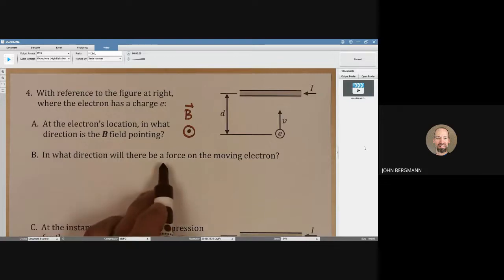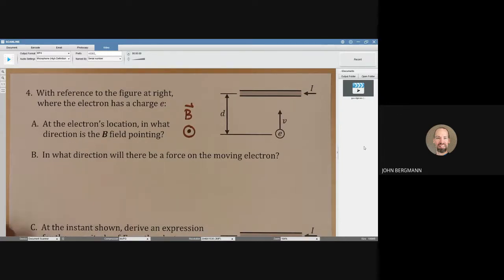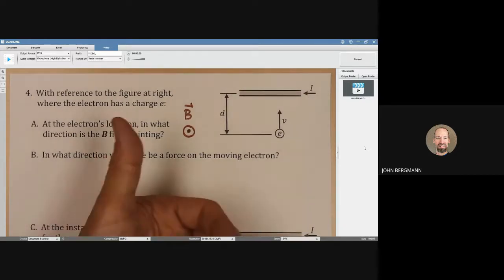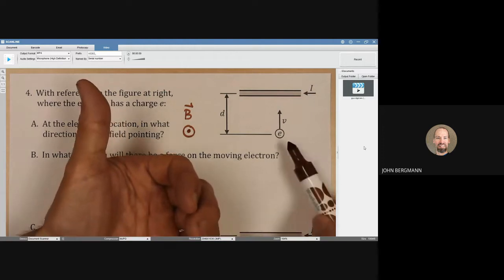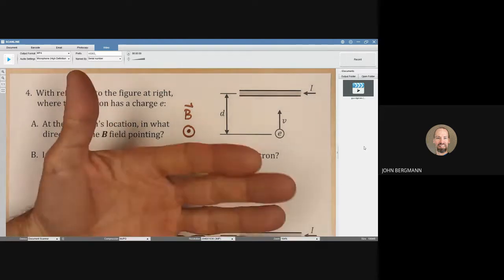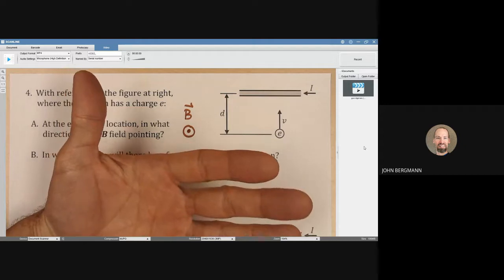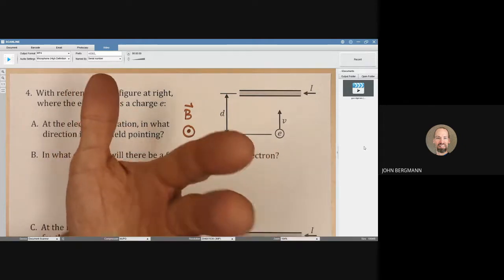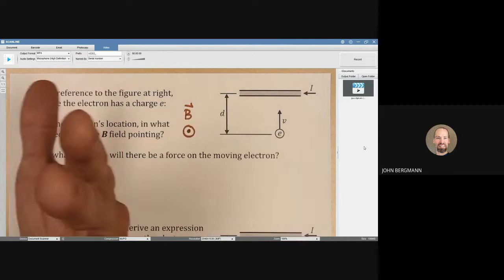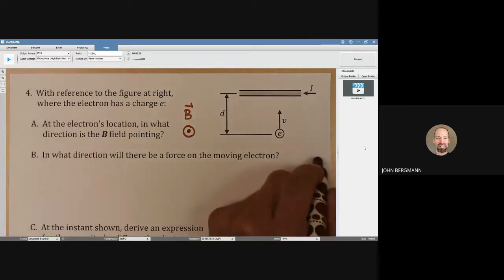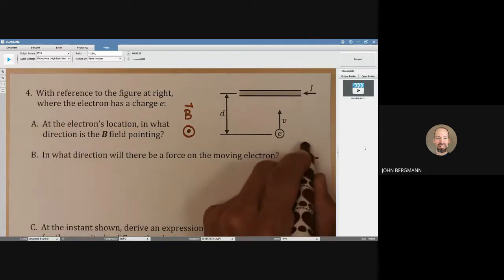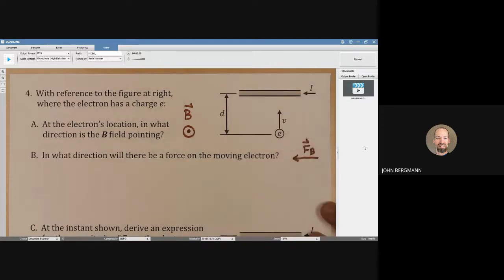In what direction will there be a force on the moving electron? We're going to use our left-hand rule because we have a negative charge. And again, this is going to be difficult for me to do on camera, but with your left hand, you point your thumb in the direction that the negative charge is moving, and your fingers point in the direction of the magnetic field, which is towards the camera. And then when you pat, you can see you're going to pat to the left. The magnetic force will be directed to the left on that electron.